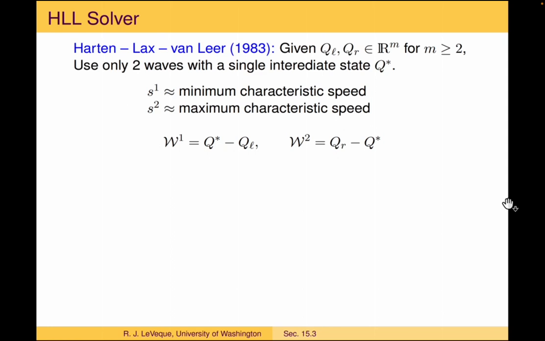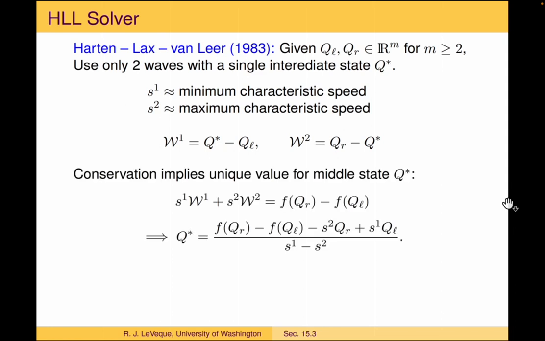So the main idea here is regardless of how many equations we have, we specify some values S1 and S2 that are supposed to approximate the minimum and maximum characteristic speeds around this Riemann problem in some sense. We'll talk about how to do that in a moment. But once we've defined S1 and S2, then we look for some state Q star so that we can simply define our waves as W1 and W2 moving at those speeds.